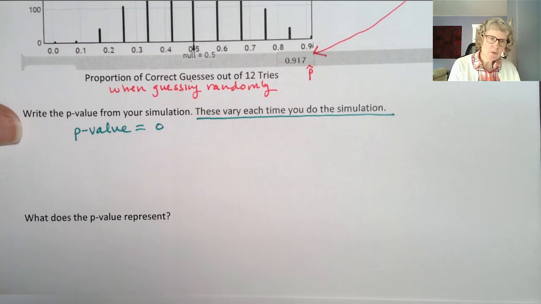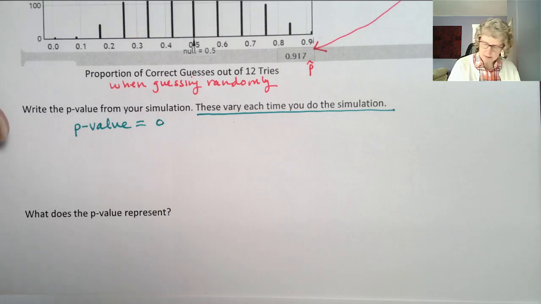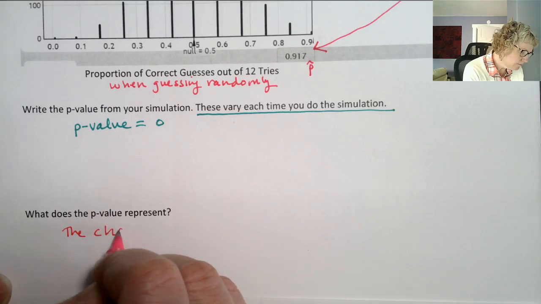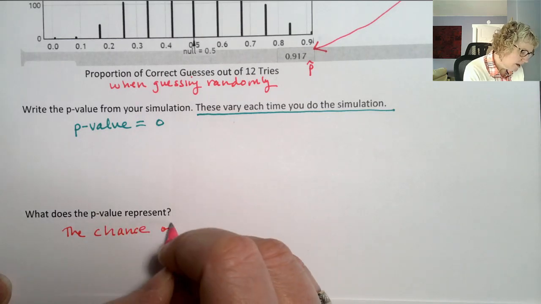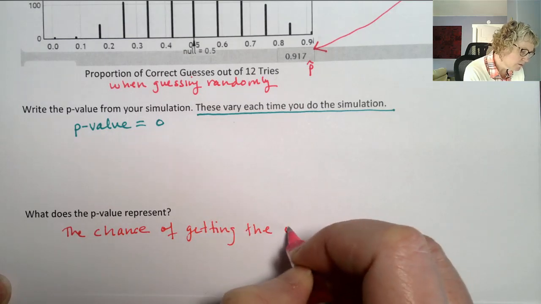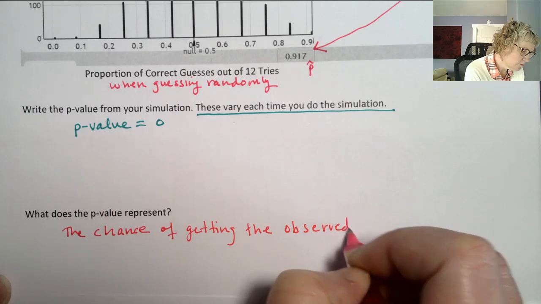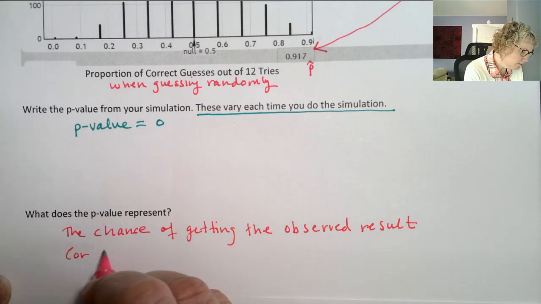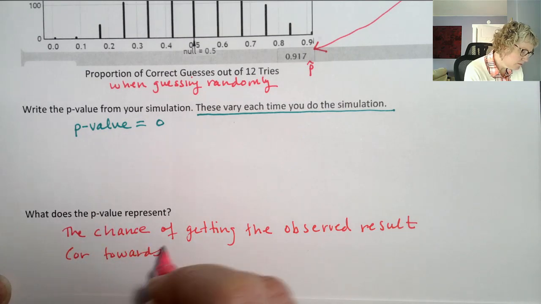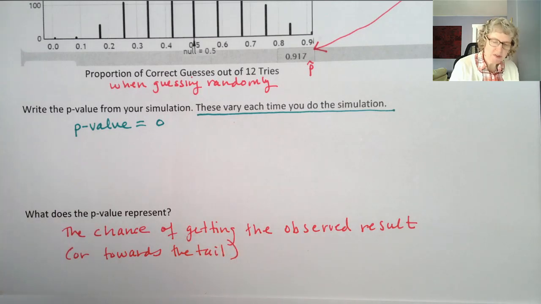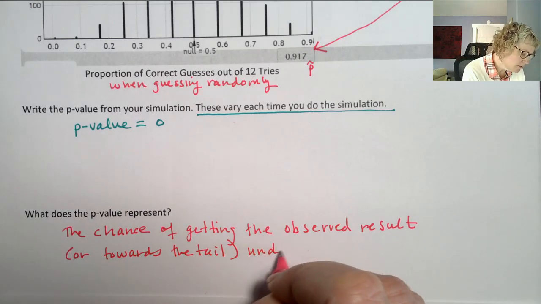What does the p-value represent? Let's review that. The p-value is the chance, it's a probability, of getting the observed result or towards the tail, or as you may have heard, or more extreme. So we're always going out toward the tails, under the null hypothesis.